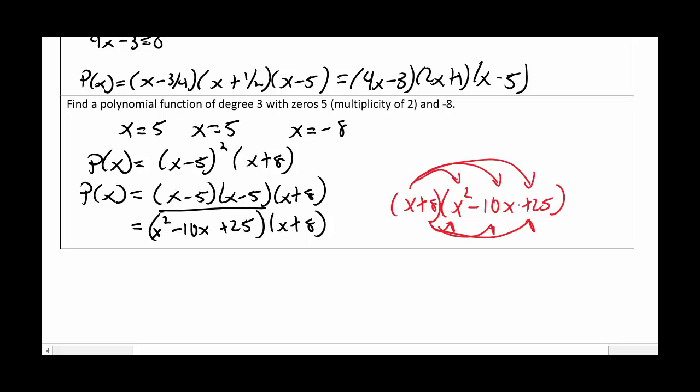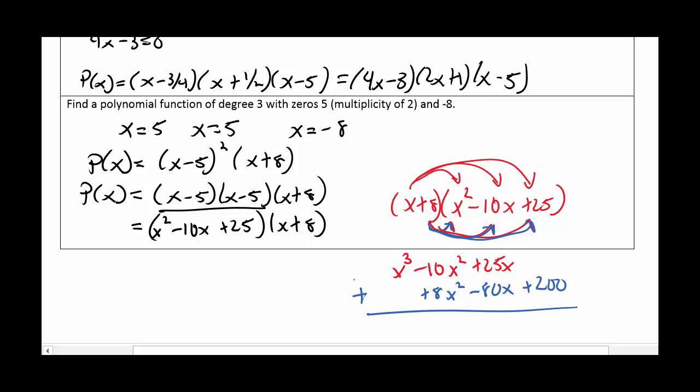Okay, so if I go x times x squared, I get x cubed. x times minus 10x, I get minus 10x squared. x times 25 is 25x. And then I'm going to do that in blue so you can see here. I'm going to line them up row by row so I can see like terms ahead of time. So 8 and x squared is positive 8x squared. 8 and negative 10x is minus 80x. And 8 and 25 is 200.